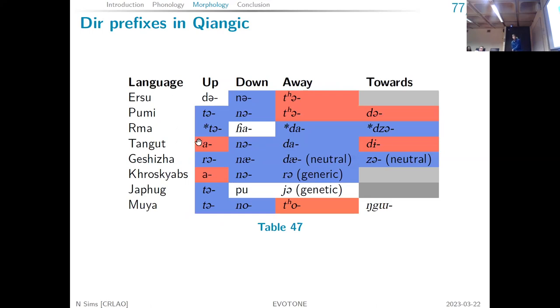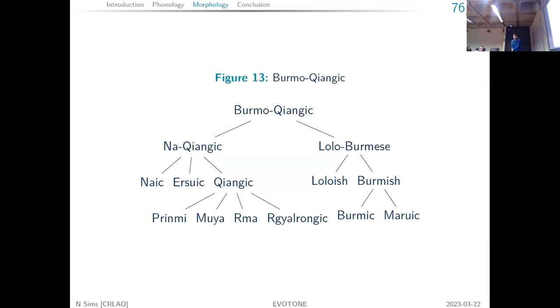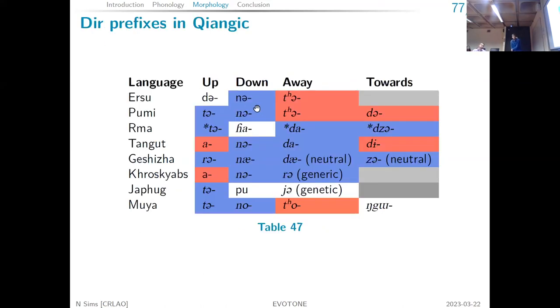So just to give a quick look at the inventory of things from other language groups, here's this tree structure. So we have Ersuic and Xiaoxing and the ones inside it. And Ersu has no real overlap with Rma, so that makes sense. Rma has an innovative form for down. So let's get to the forms. Here's our da away prefix, which is cognate with Tangut. Yes, Jiarong, supposedly, as well. We see Jiarong has innovated some directional prefixes.